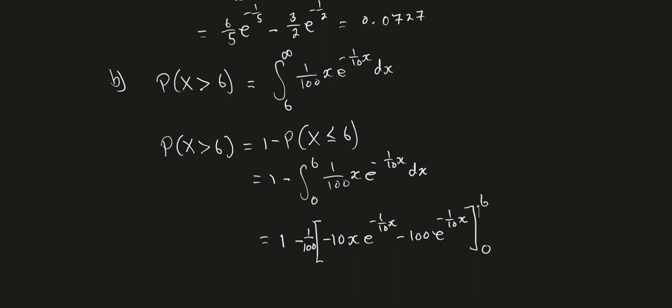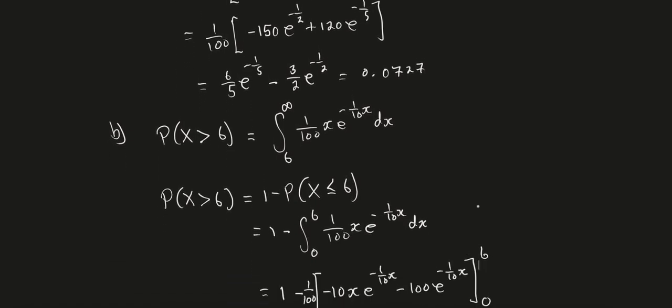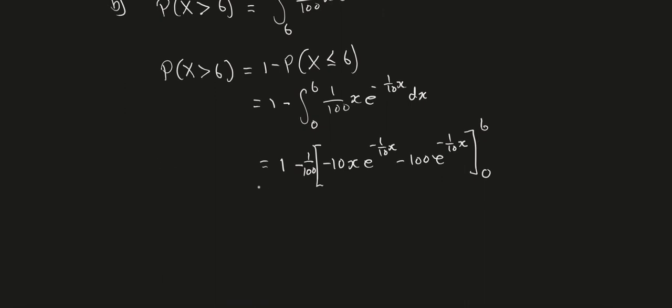All right, let's just double check again. Yeah, there we go. So we got our right antiderivative, and now we're just going to evaluate, but then we have to remember to do our 1 minus, right? So let's see what we have. Negative 1 minus 1 over 100. At the upper limit, when we plug our 6 in, we'll have negative 60 e to the negative 6 over 10, so that's negative 3/5. And then minus 100, same e to the negative 3/5, right? So we have that one.